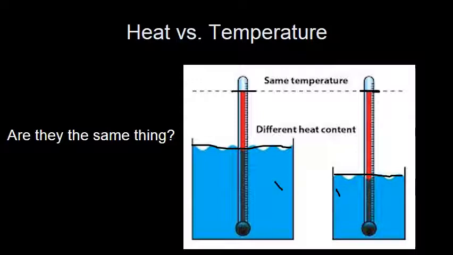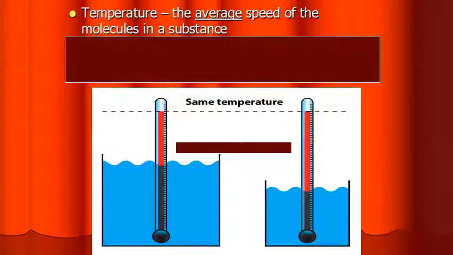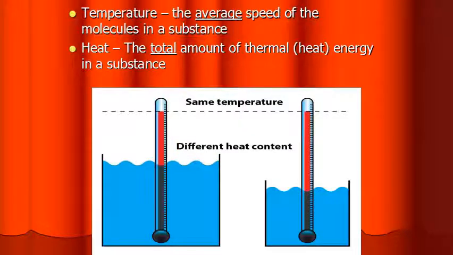And so because of that, there is a different amount of heat energy in this one than there is in this one. They're at the same temperature, but the larger container has more atoms, and therefore it has more heat energy. So we can say that temperature is the average speed of the molecules in a substance. And notice that word average there. You're taking the speed of all of the atoms and getting an average. You're getting a sense of how fast the average atom is going in this container. But heat is the total amount of heat energy in a substance.